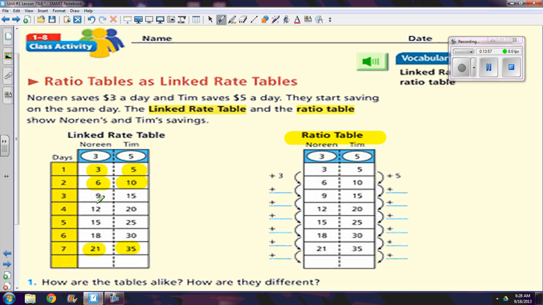Okay? Over here on the ratio table, you can see that 3 and 5, 3, 3, 5, 5, going up by 3 each day. 3 plus 3 is 6. Going up by 5 each day. 5 plus 5 is 10. So to complete that, you would add the 5. Oops, that didn't work. Let's try it again. The 5 here, the 3 there, and so on.